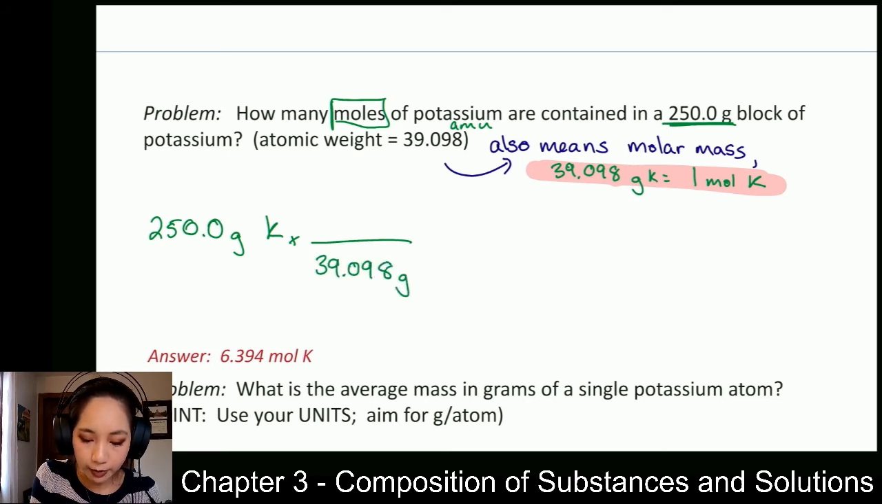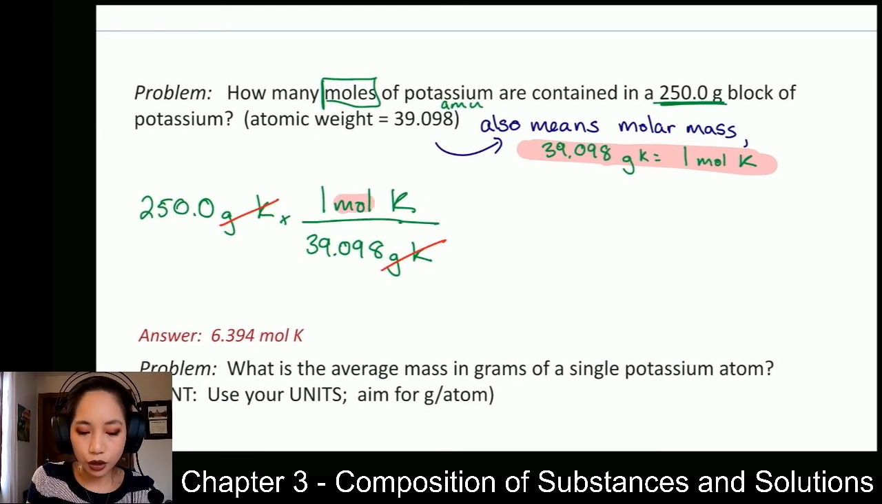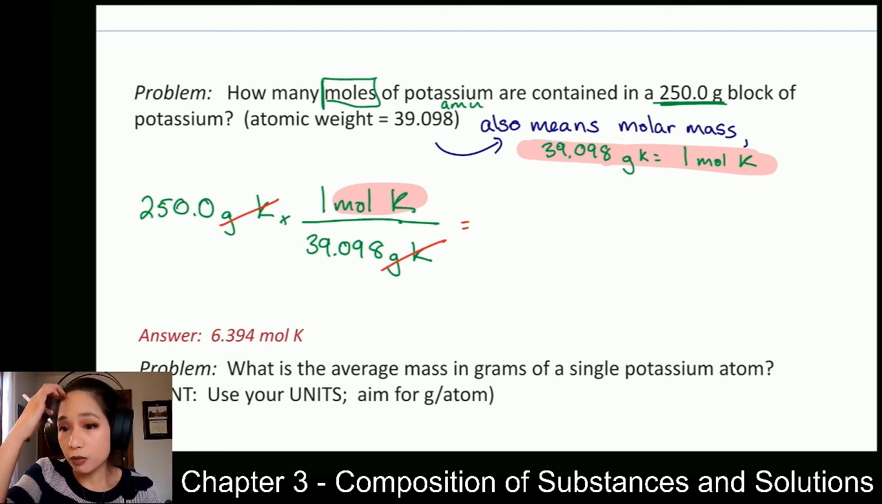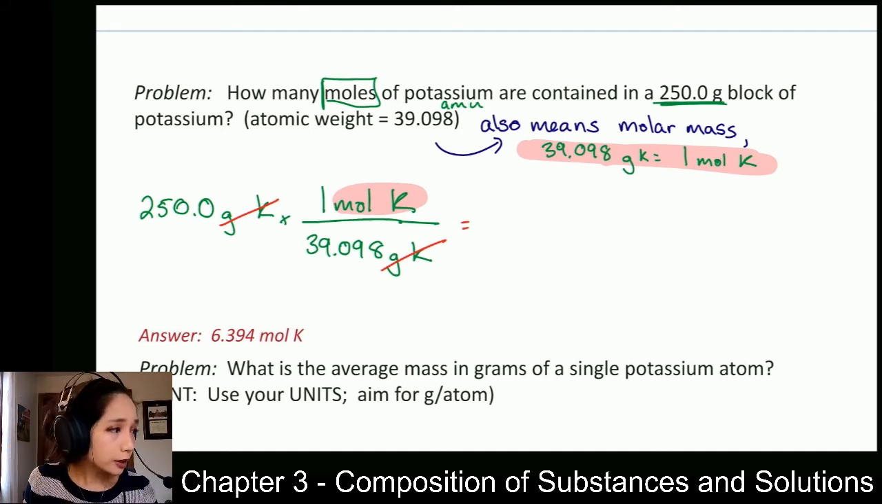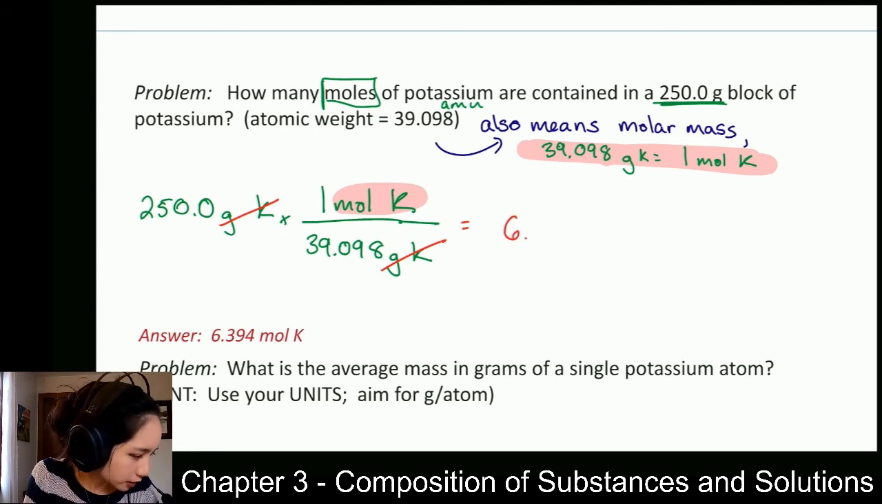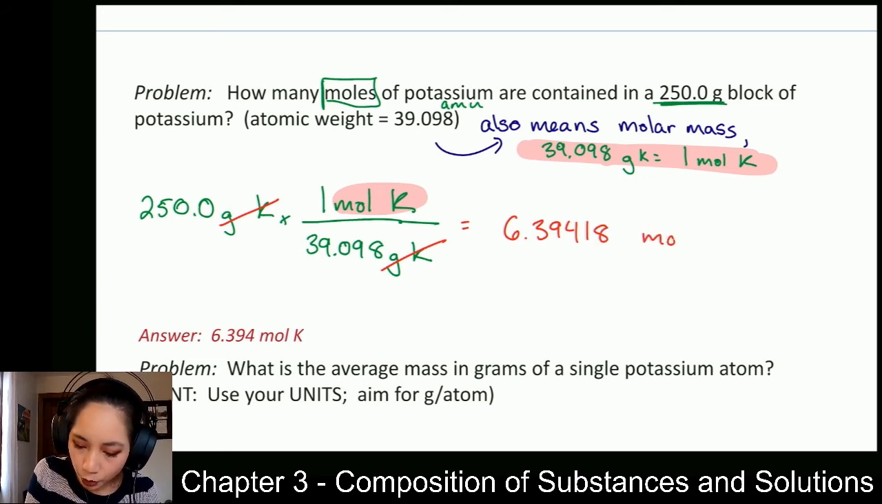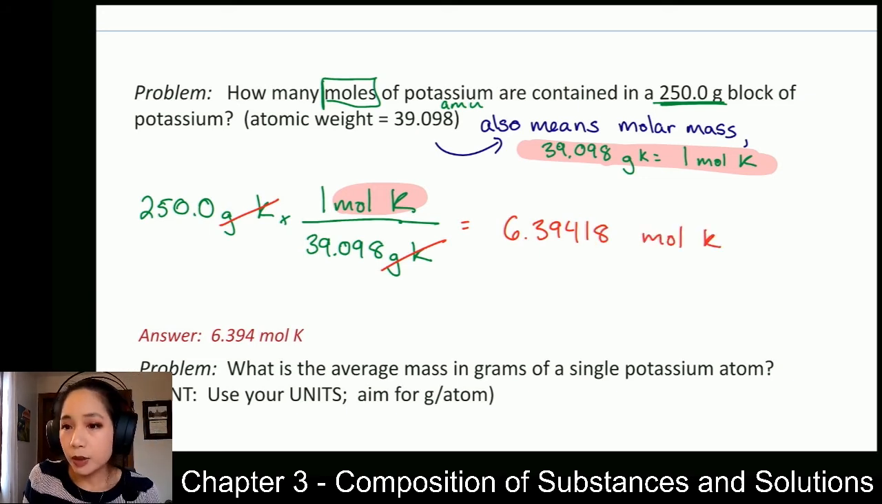39.098 grams of potassium. And then I put the other part in the numerator. And so you can see that grams of potassium cancel, leaving us with the unit of moles of potassium. And that's what we want. So then we just stick that into our calculator and get a number, 6.39418 moles of potassium. But remember, we always inspect significant figures.